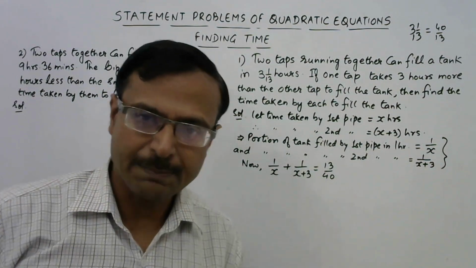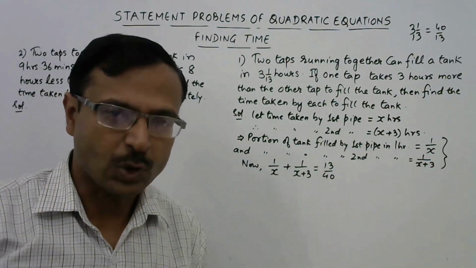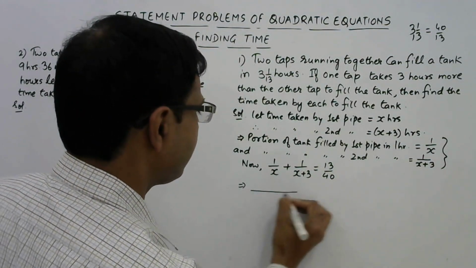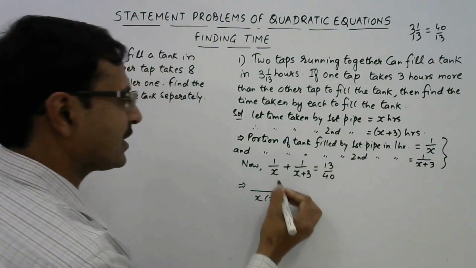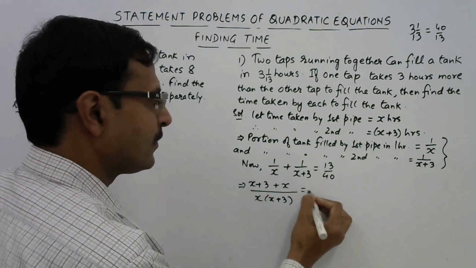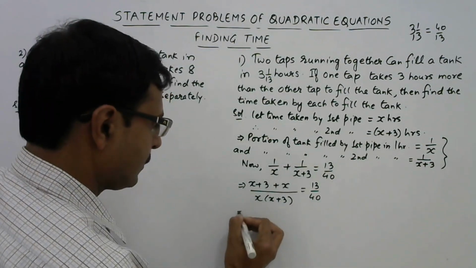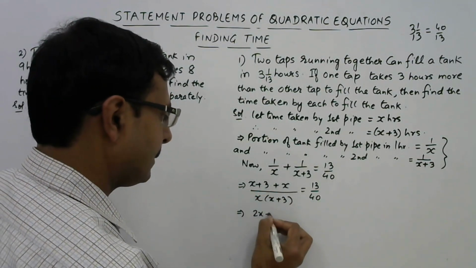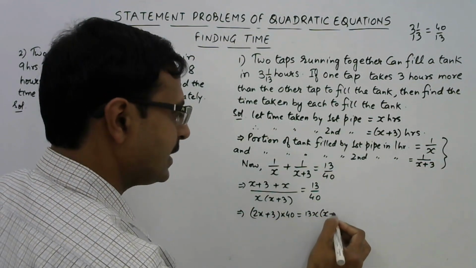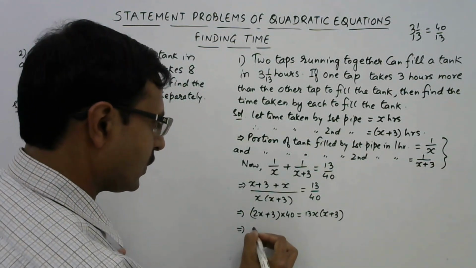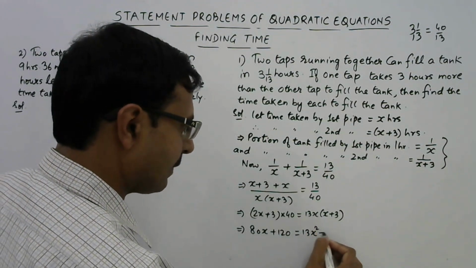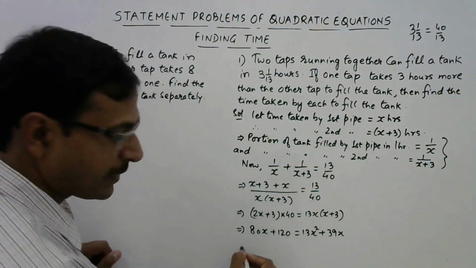So very important step, and if you get this equation right, then it's all about solving this by taking LCM. So now you can solve it using the LCM. x and x plus 3, both factors will come in the LCM, and in the numerator x plus 3 plus x, equals 13 by 40. So this is 2x plus 3 multiplied by 40 equal to 13x times x plus 3.